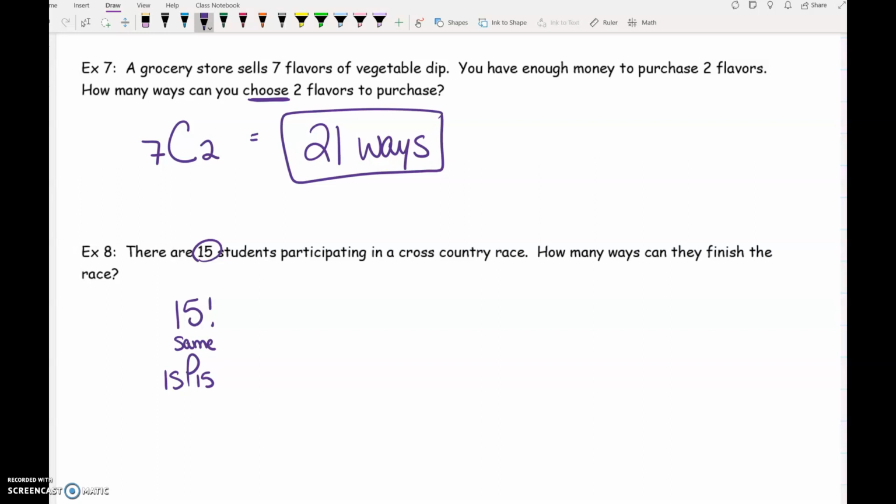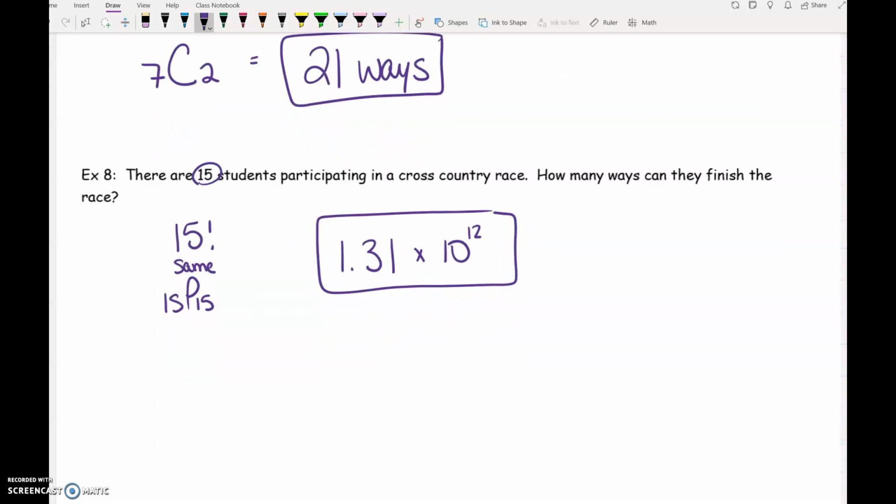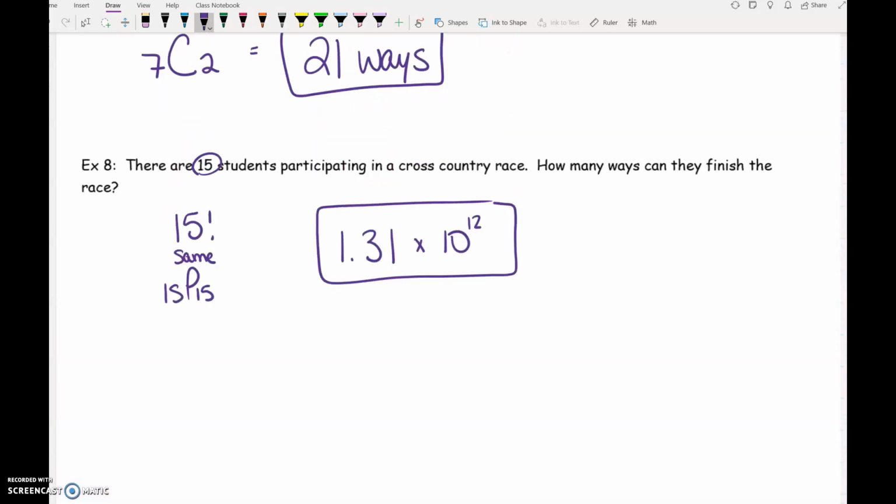Oh, that's a really big number. So we're going to write down 1.31 times 10 to the 12th. That means we would move that decimal point 12 places to the right, and it's going to be a really big number. We could write the whole thing out and actually move the decimal point, but I'm fine with you writing it in scientific notation like that. Is that it? That's it.